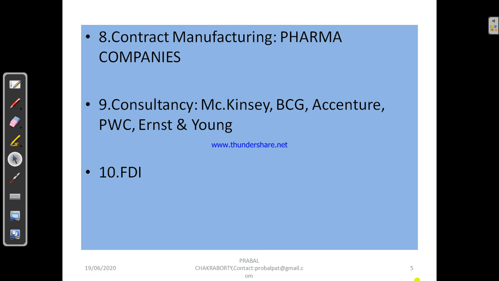Now the next one is contract manufacturing. Contract manufacturing is mainly applicable for pharma companies. Big pharma MNCs based in the United States or European countries, say Novartis, Pfizer, Glaxo, MSD, then AstraZeneca, are giving one kind of offer to small organizations based at different places of the world.